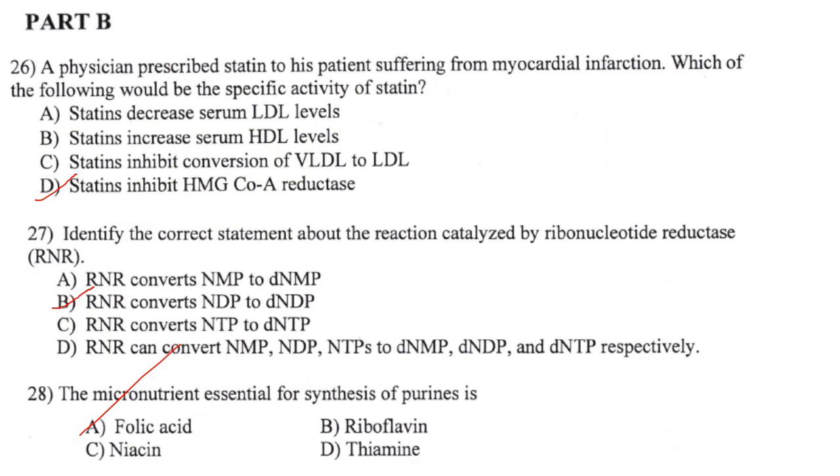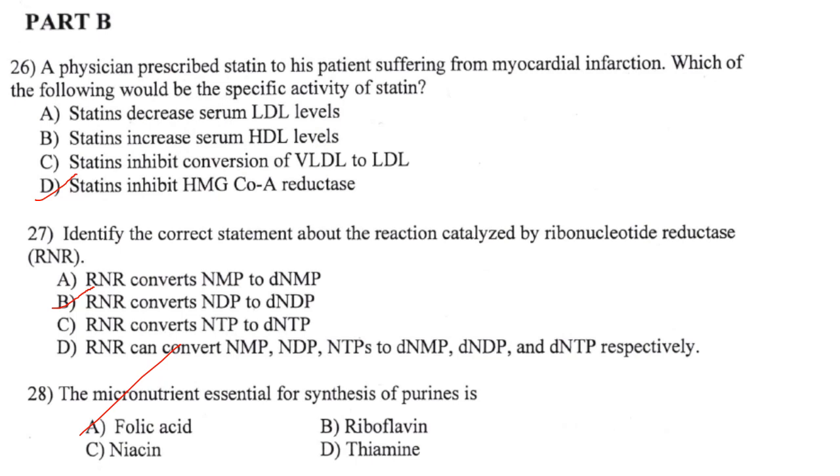Then coming to part B. A physician prescribed statin for his patient suffering from myocardial infarction. Which of the following would be the specific activity of statin? So statin, they work by competitively blocking the active site of the enzyme HMG-CoA reductase, and what will happen once HMG-CoA reductase is blocked? It will block the conversion of HMG-CoA to mevalonic acid. So statin inhibit HMG-CoA reductase.